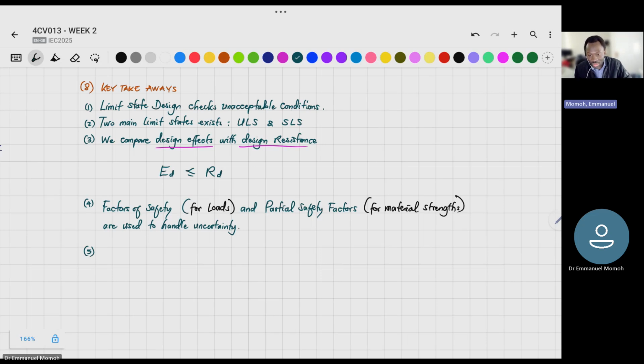In the next lectures, we'll be applying limit state design to real materials like concrete and steel, and you will see how these principles turn into actual calculations.